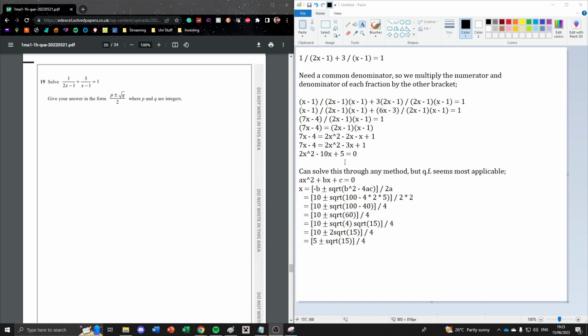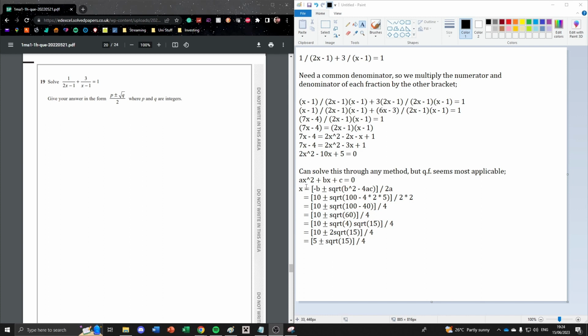And then by rearranging this to get it all on the same side, we have 2x squared unchanged. We have minus 3x and minus 7x to get rid of this, which gives us minus 10x. And plus 1 plus 4 to get rid of this minus 4 gets us plus 5 is equal to 0. So this is our standard format now for a quadratic equation. So we can solve this through any method. If you wanted to factorize it, you could. If you wanted to complete the square, you could. But both of those are going to be quite difficult because the coefficient of x squared is not 1. So I think the best method here is the quadratic formula.